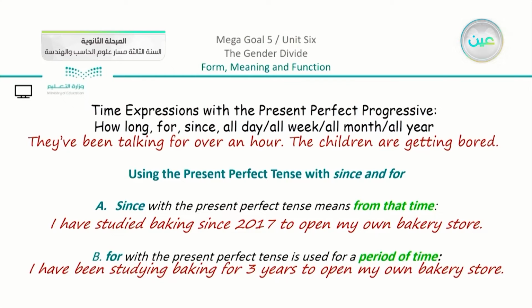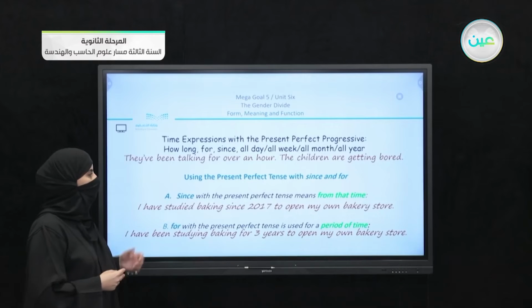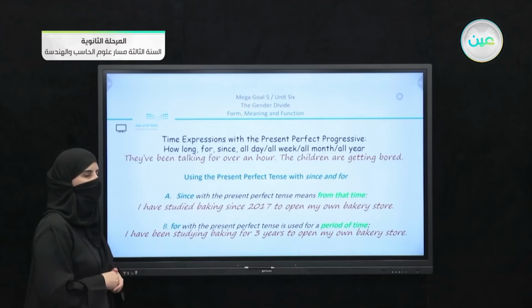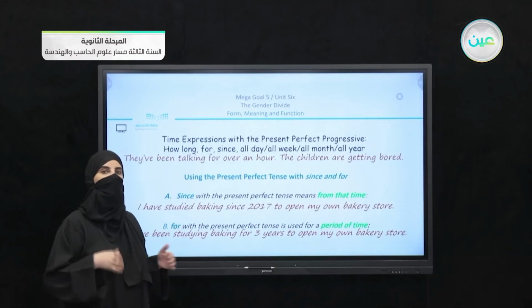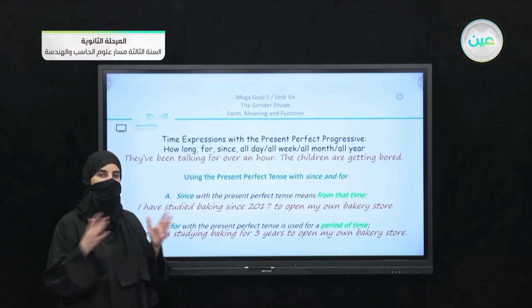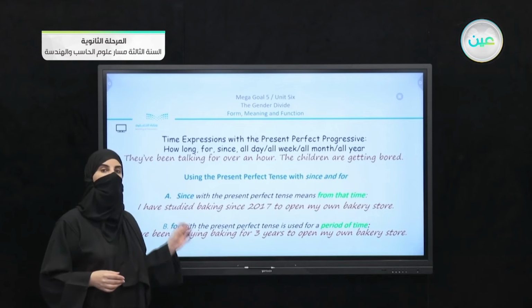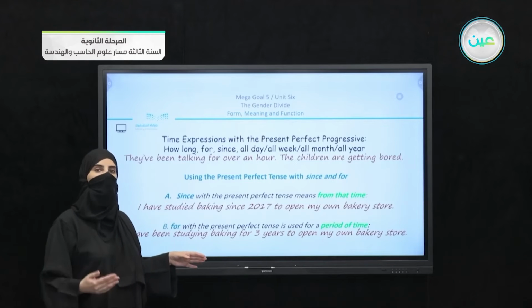On the other hand, "for" with the present perfect tense is used for a period of time, a number, like we have in the first example. I have been studying baking for 3 years to open my own bakery store. So you can see that we have the same example, but one time I used "since" with a point in time, and the other time I used "for" with a number, for 3 years.